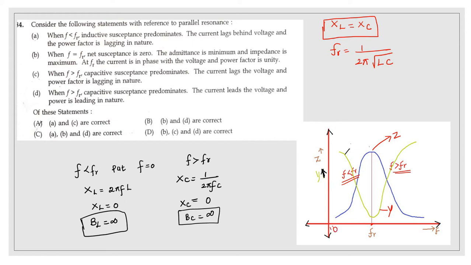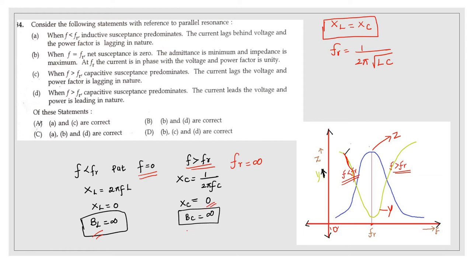For example, I put F equal to 0. F equal to 0 means XL equals 2 pi FL, so XL equals 0. What about susceptance? Inductive susceptance is infinity here. And next, in a similar manner, F is greater than FR, I have to take F as infinity. So what is XC now? XC equals 1 by 2 pi FC, that is 1 by infinity, which equals 0.